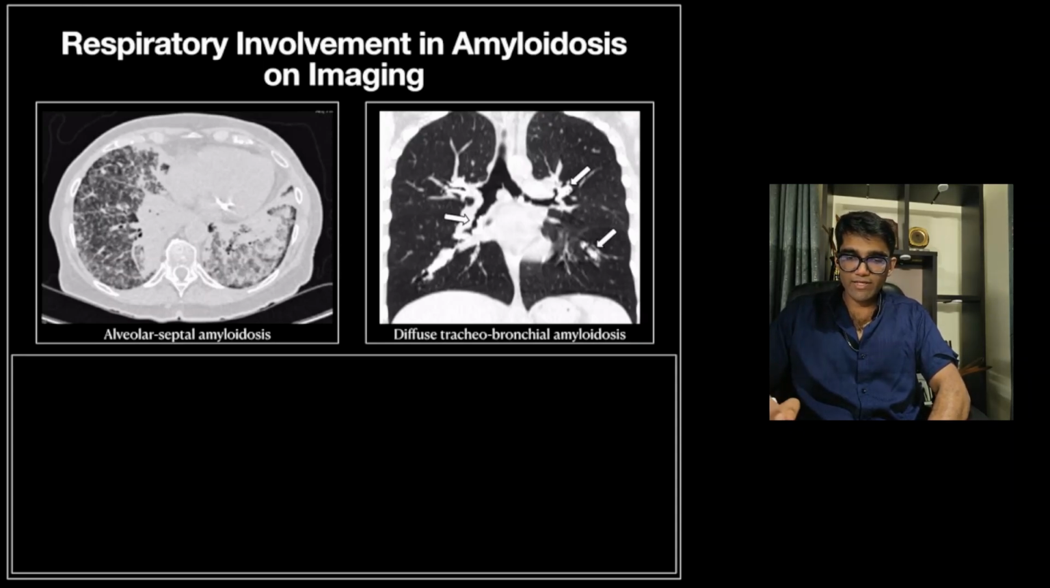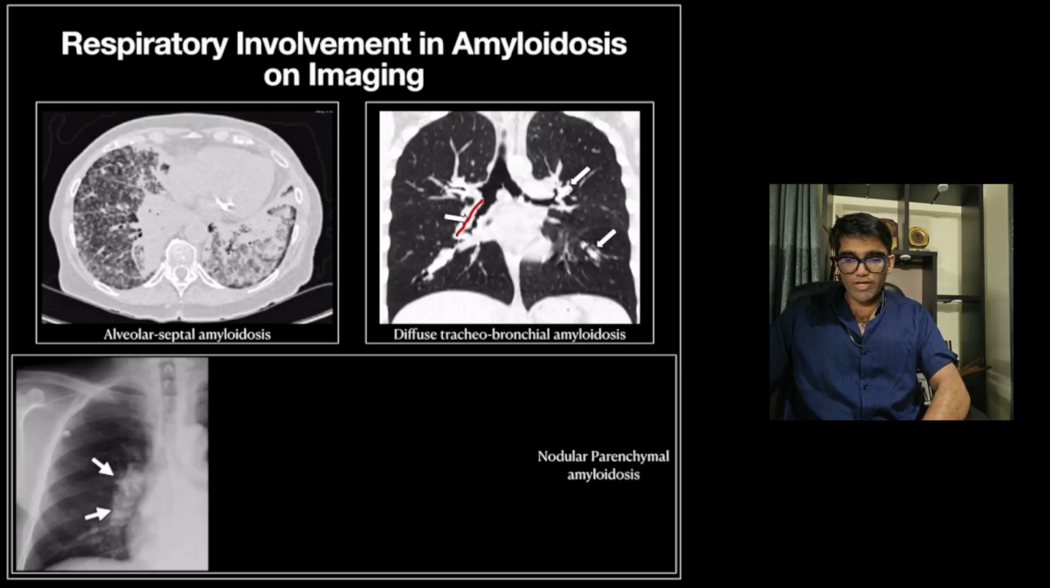We define that by comparing the wall of the respiratory tract with the fissures. Usually in a normal lung, the wall of the tracheobronchial tree should be as thick as the fissure. It should not be thicker. If it is thicker, you're thinking of a tracheobronchial thickening, which could be explained by amyloidosis.